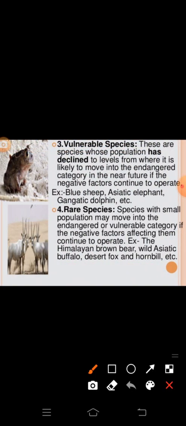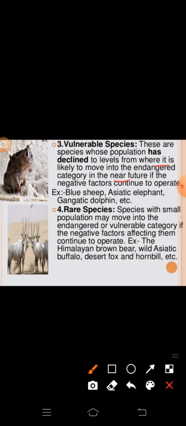Third, vulnerable species. These are species whose population has declined to levels from where it is likely to move into the endangered category in the near future if the negative factors continue to operate. For example, blue sheep, Asiatic elephant, Gangetic dolphin, etc.